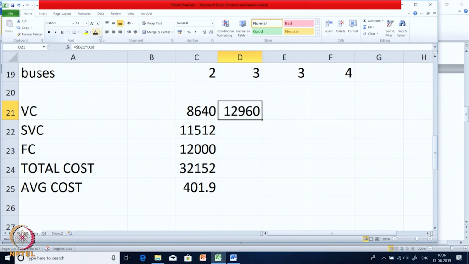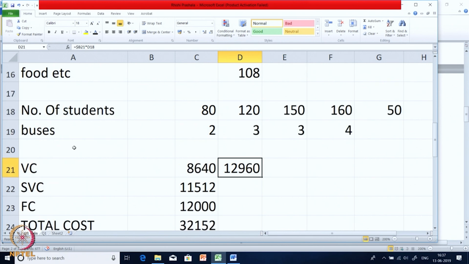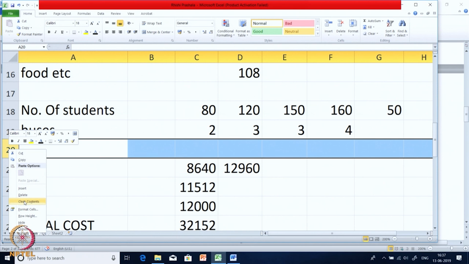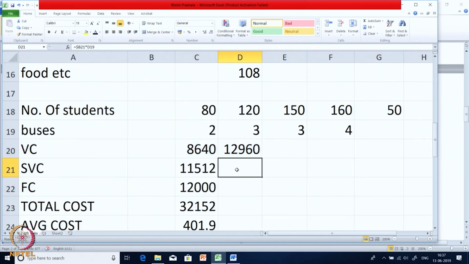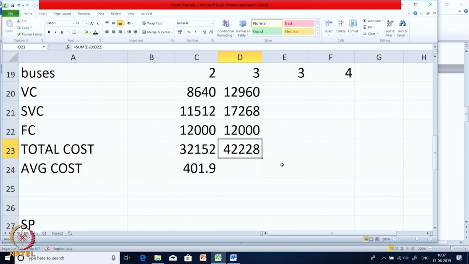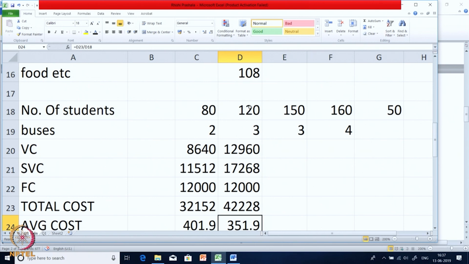Now what is VC? 12,960, right? 108 into 120. Then semi variable cost, how much it is? Now it is for 3 buses. So it comes to 17,268. Fixed cost is unchanged. So it is 12,000. Total cost is 42,228. And now the average cost, you can see there is a drop in average cost is 351.9. So almost 50 rupees reduction has happened because number of students have gone up.